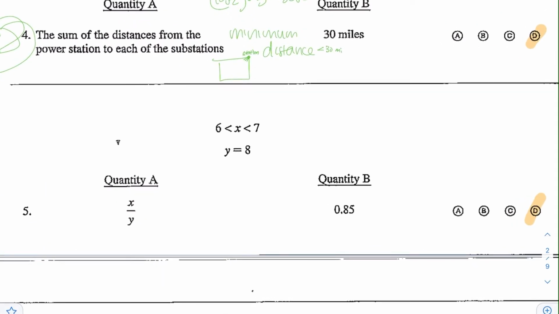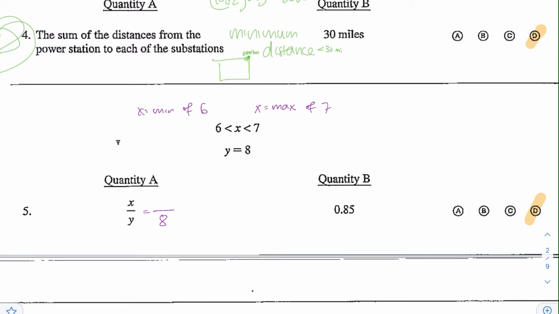Next, for number 5, you have this inequality: 6 is less than x is less than 7, and you know that y is equal to 8. You want to compare x over y versus 0.85. So you know that y is equal to 8, and x as the numerator, you don't know what x could be. So x could have a maximum of 7, and x can have a minimum of 6.